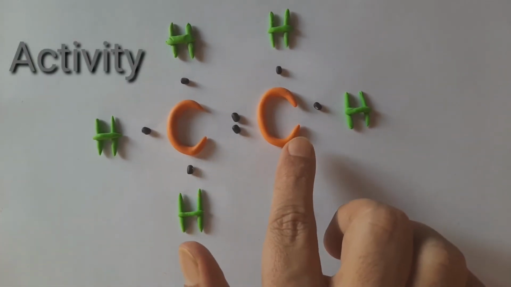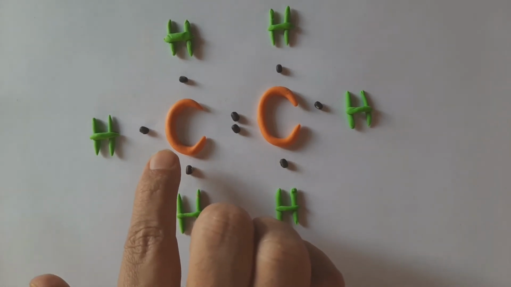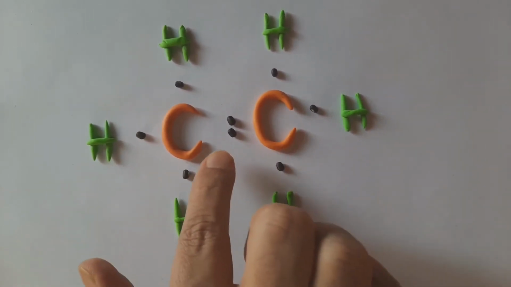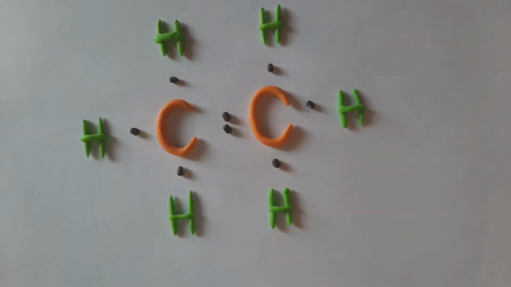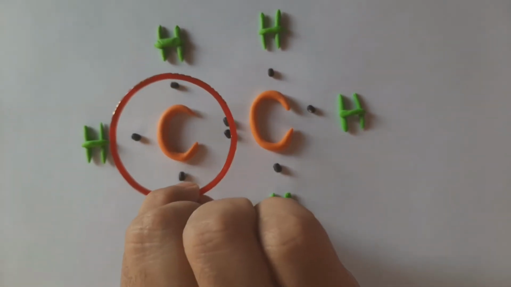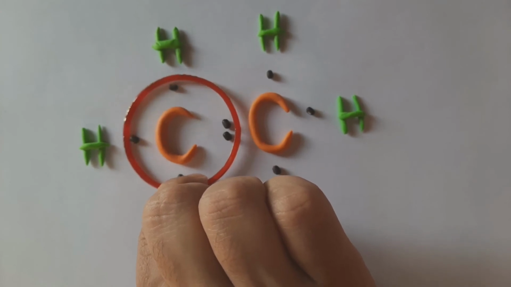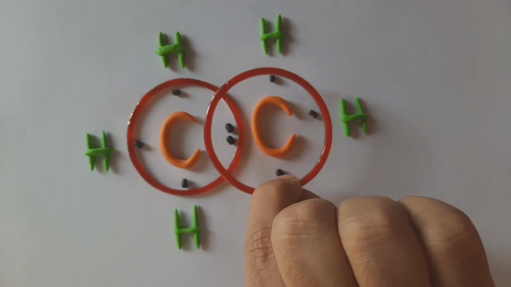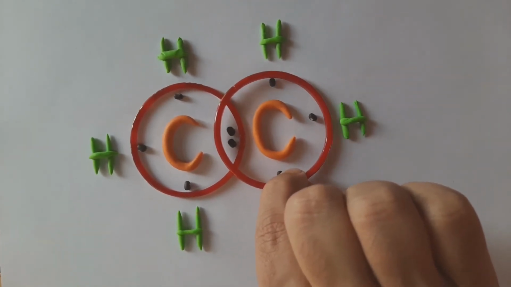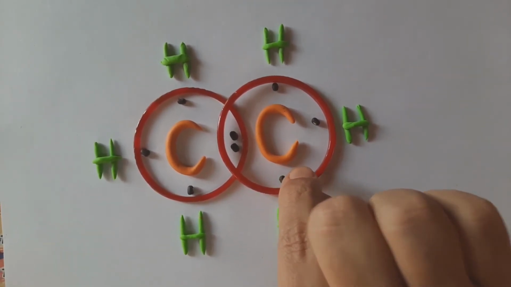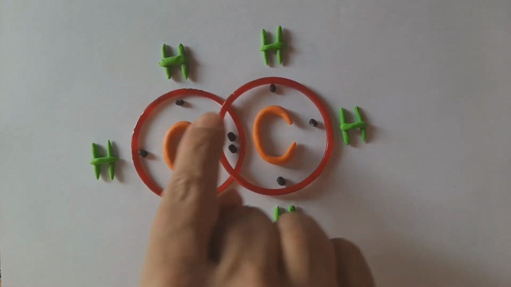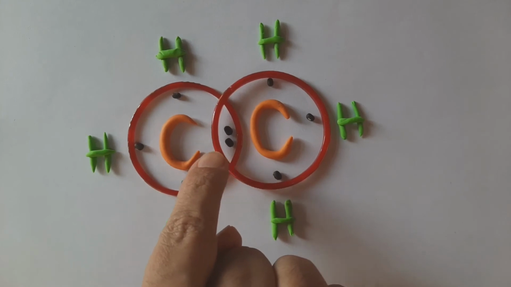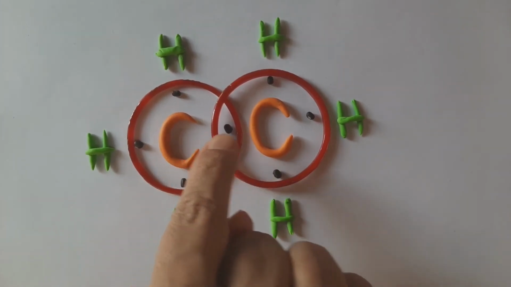2 carbons at the center. 4 electrons of this carbon, 1, 2, 3, 4, and 4 electrons of this carbon, 1, 2, 3, 4. They will share 1 electron with each other, completing their octet after sharing with hydrogen also. First of all, I will explain the carbon-carbon single bond. Here, the overlapped area of these bangles contains 2 electrons, meaning 1 electron of this carbon and 1 electron of this carbon.